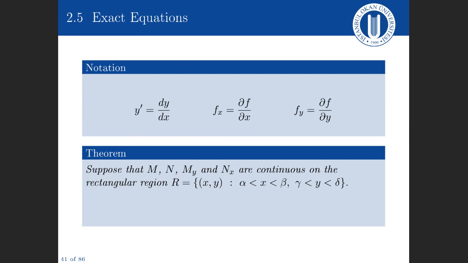Now, here's the key theorem. Suppose that all of our functions are nice functions. Suppose M, N, M_y, and N_x are all continuous on a rectangle. Then the differential equation M + N y' = 0 is exact if and only if M_y is equal to N_x. So if M_y = N_x is true, then it's possible to find this special function psi.